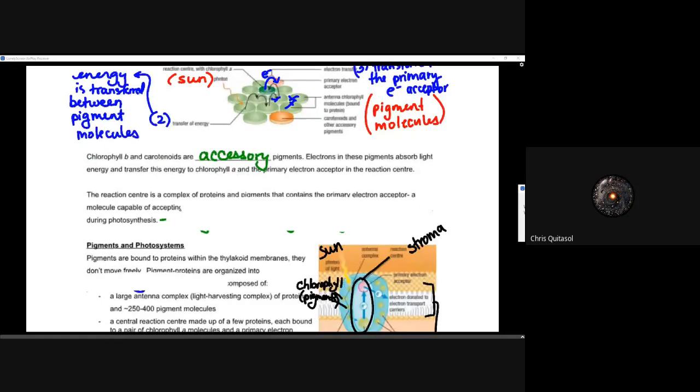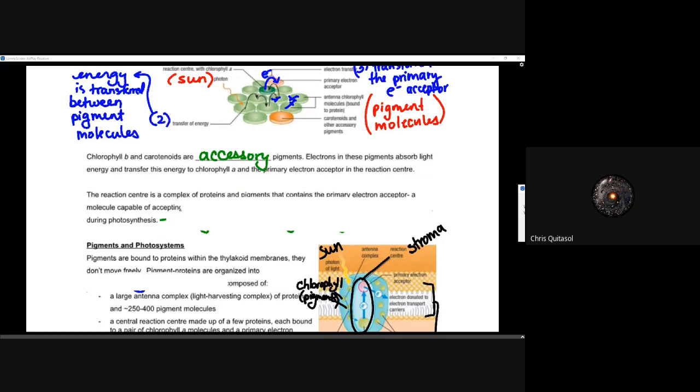So when we think about chlorophyll A, and again, I talked about carotenoids not being that big of a deal, but they are a bit of an important structure. Chlorophyll A being the most important one is, obviously, very crucial, as its concentration in that reaction center is highest and it behaves as that primary electron acceptor. But chlorophyll B, as well as those carotenoids, are going to be called accessory pigments. Electrons in these pigments absorb light and they transfer that energy to chlorophyll A, which is, again, that primary acceptor in the reaction center.